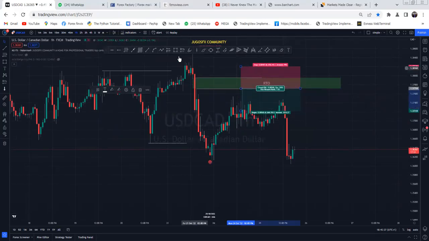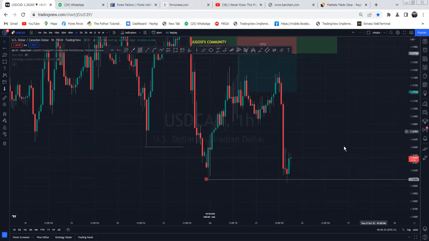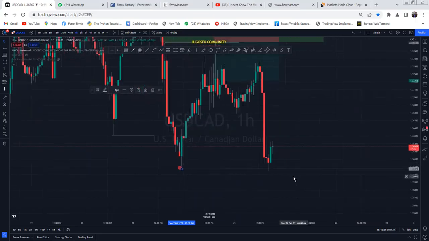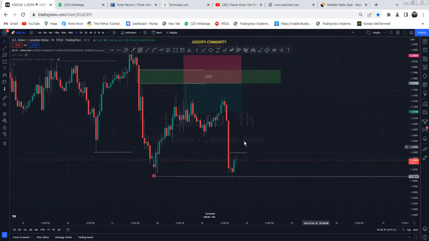If you are selling here, where is your target? You are going to be targeting this low right here. So you see how price came down, took this low, and immediately it started pushing back up, right? So what price is doing now is trying to fill this inefficiency here, okay? And if it fills this inefficiency, we are waiting for price at the PD array to continue selling, okay? So here is now a new range for us, this high and then this low.